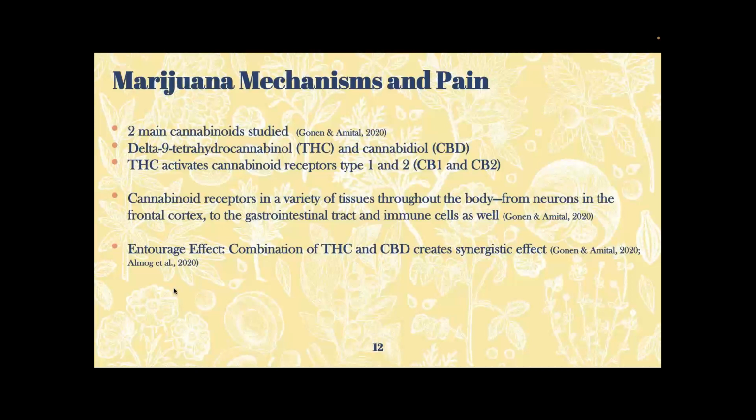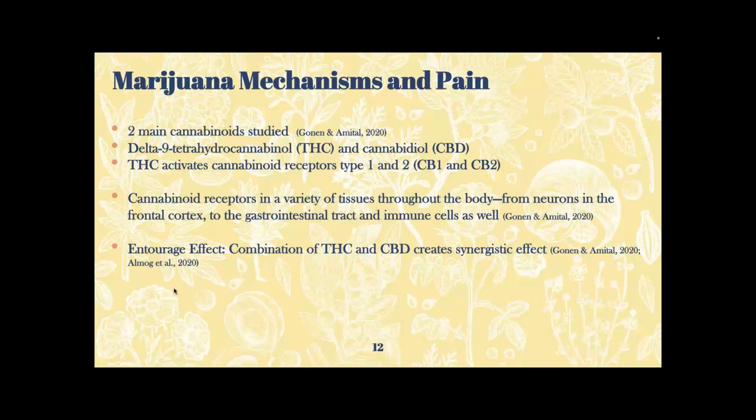So we have CB1 and CB2. THC activates cannabinoid receptors type 1 and 2. These receptors in our body are concentrated in different places. For example, CB2 has more receptors within the immune system and the gastrointestinal system. So again, talk with somebody who is well-versed in what type of strain you're purchasing, with THC and CBD, how that might work for your body, what your needs are, whatever illnesses you might have.